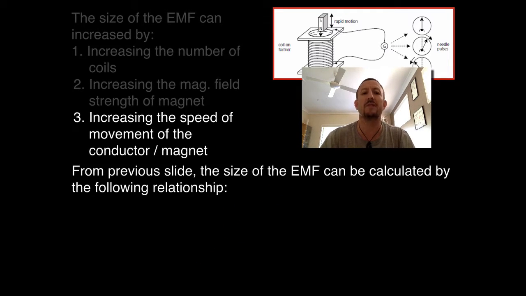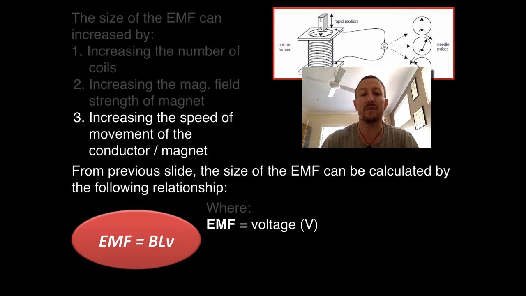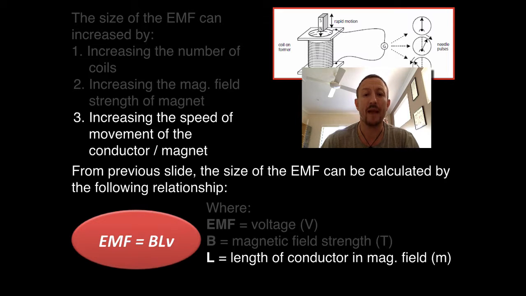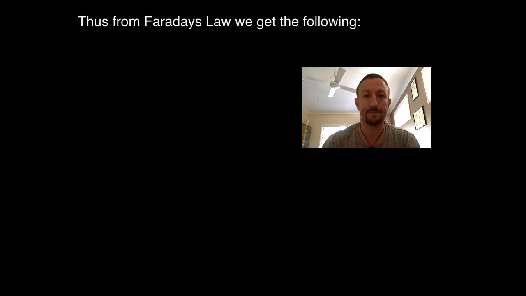Now this can all be put together in an algorithm, and basically this algorithm is EMF equals BLV, where EMF is the voltage, B is the magnetic field strength in Tesla, L is the length of the conductor which is going to be interacting within the magnetic field, and that's measured in meters, and V is going to be the velocity in meters per second.